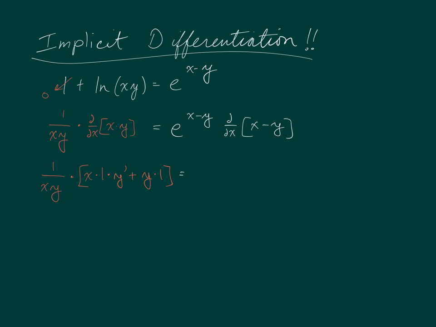This will be equal to e to the x minus y power times the derivative of x, which is 1, minus the derivative of y, which is also 1, but since we're taking the derivative of y, we need to tack on that y prime right afterward. From here, the next step, I will clean this up a little bit, like this. And the last thing that needs to happen is now solving for y prime.